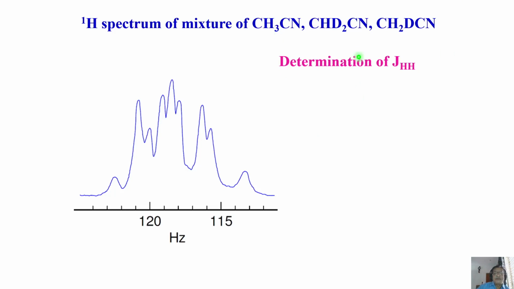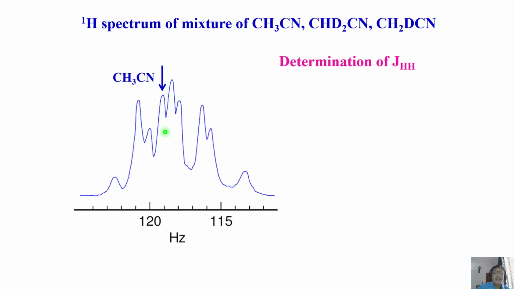Very simple sometimes. Look at this molecule. Instead of CH3CN, I made CHD2CN, or I can make CH2DCN. What did I do here? Remove one of the protons and put D here. In this case, remove 2 protons and put D2 here. Now we have 3 different isotopomers, 3 different molecules. Now take the proton spectrum of this, and this CH3CN gives a single peak.